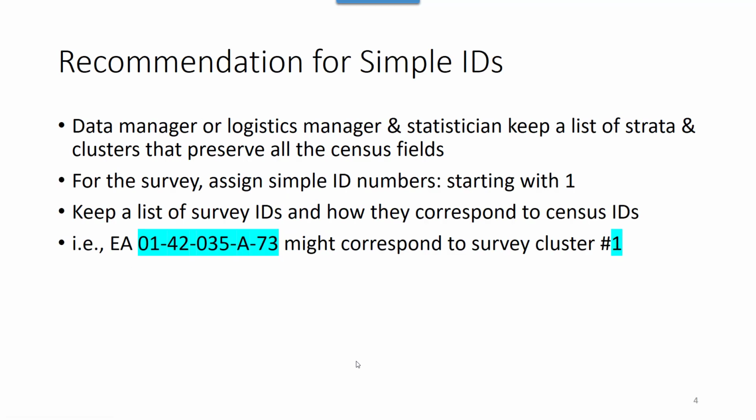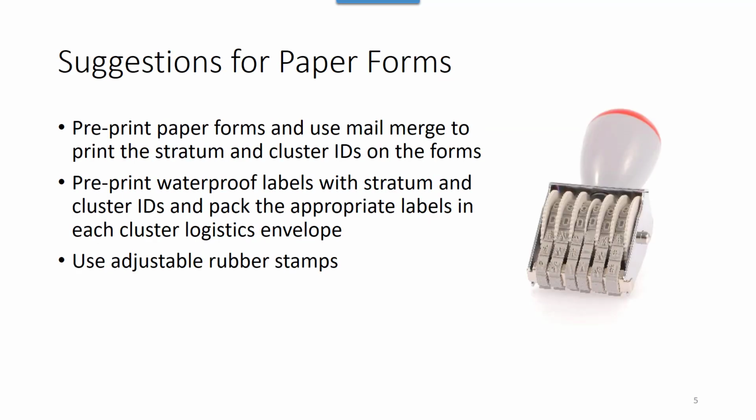So we recommend, first of all, that you take the string from the census agency and treat it very seriously. We want to know precisely where it is in that nomenclature, but for our survey purposes, we want to assign a simple ID. So we might assign this cluster number 1. We want to just use simple integers for the cluster IDs in our survey. And the data manager can maintain a master list that can go back and forth between these two nomenclatures.